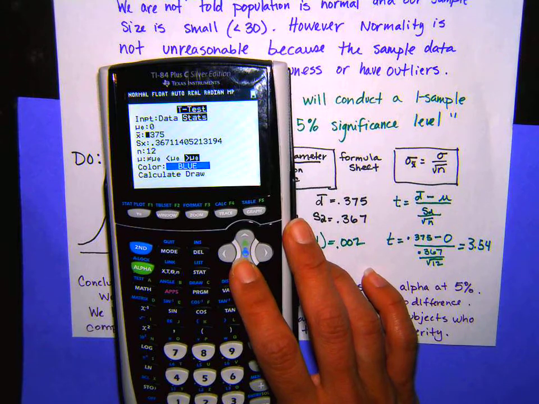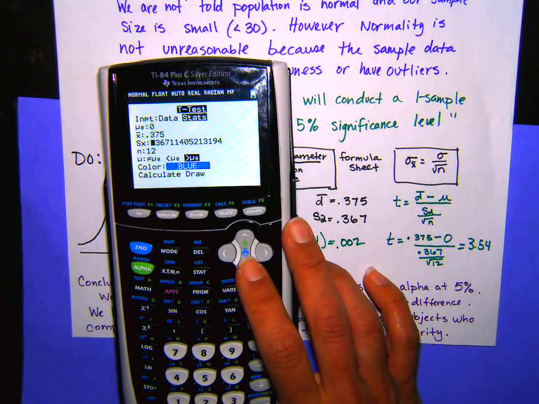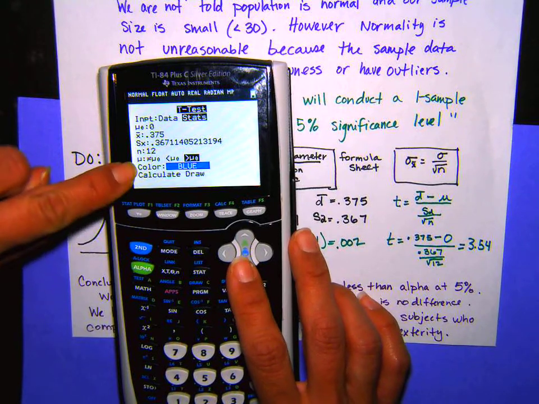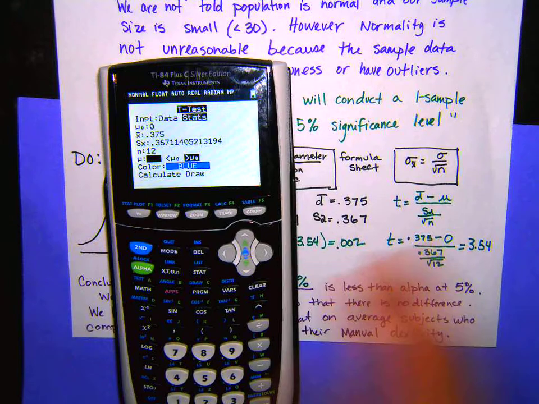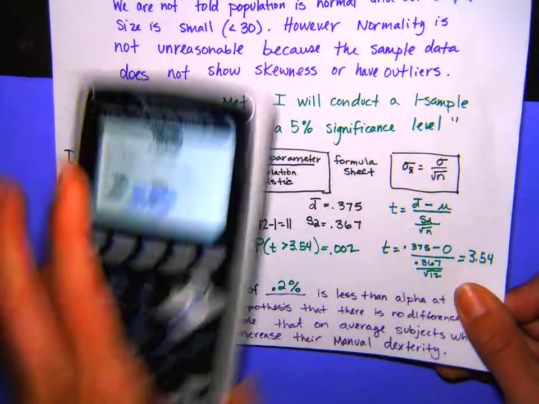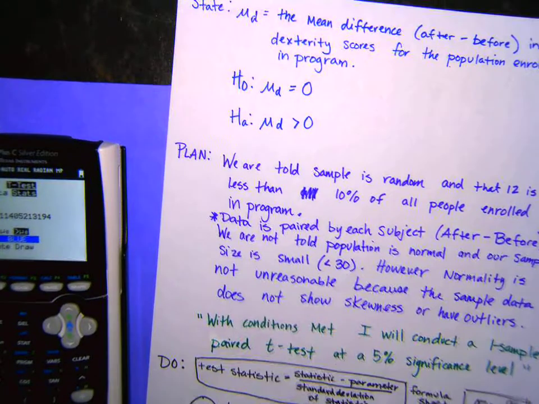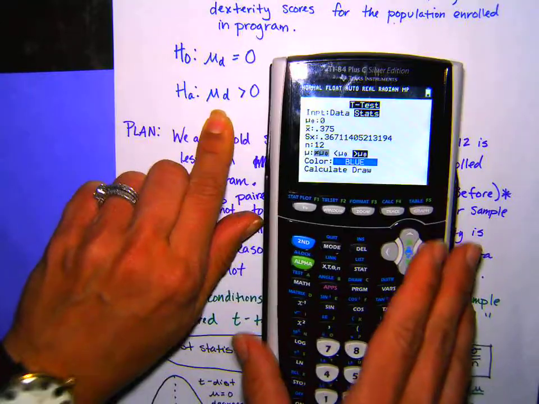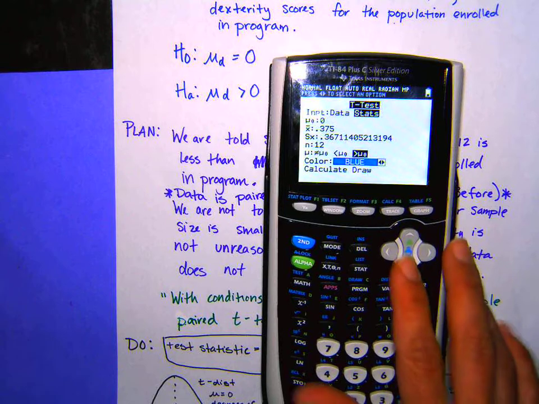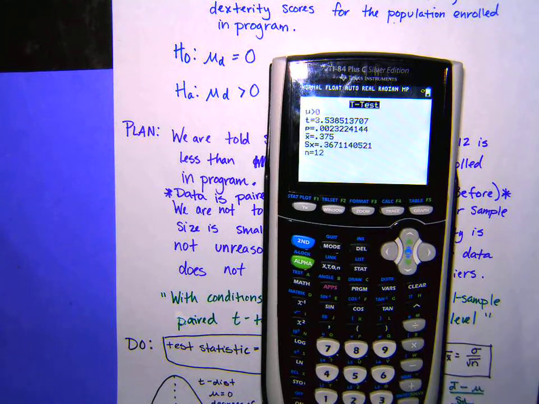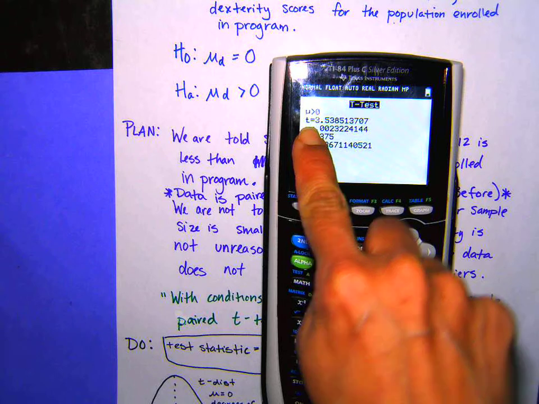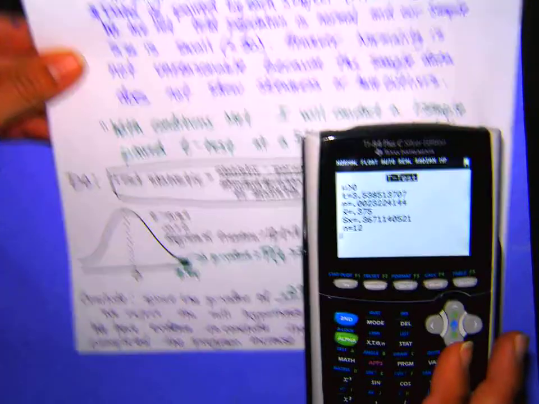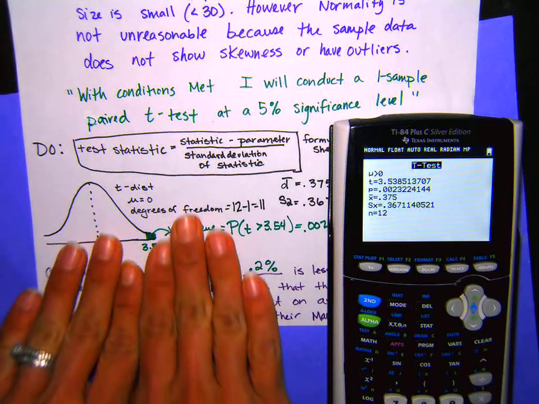The only other thing I have to select is my alternate hypothesis. Well, remember what our alternate hypothesis was. We said that the mean difference is going to be greater than 0, that they're going to show improvement. And when I press calculate, I'm given my test statistic, which we said was 3.54, and I'm given the p-value. So now I could check my calculations with the calculator t-test to ensure that my conclusion is in fact true.